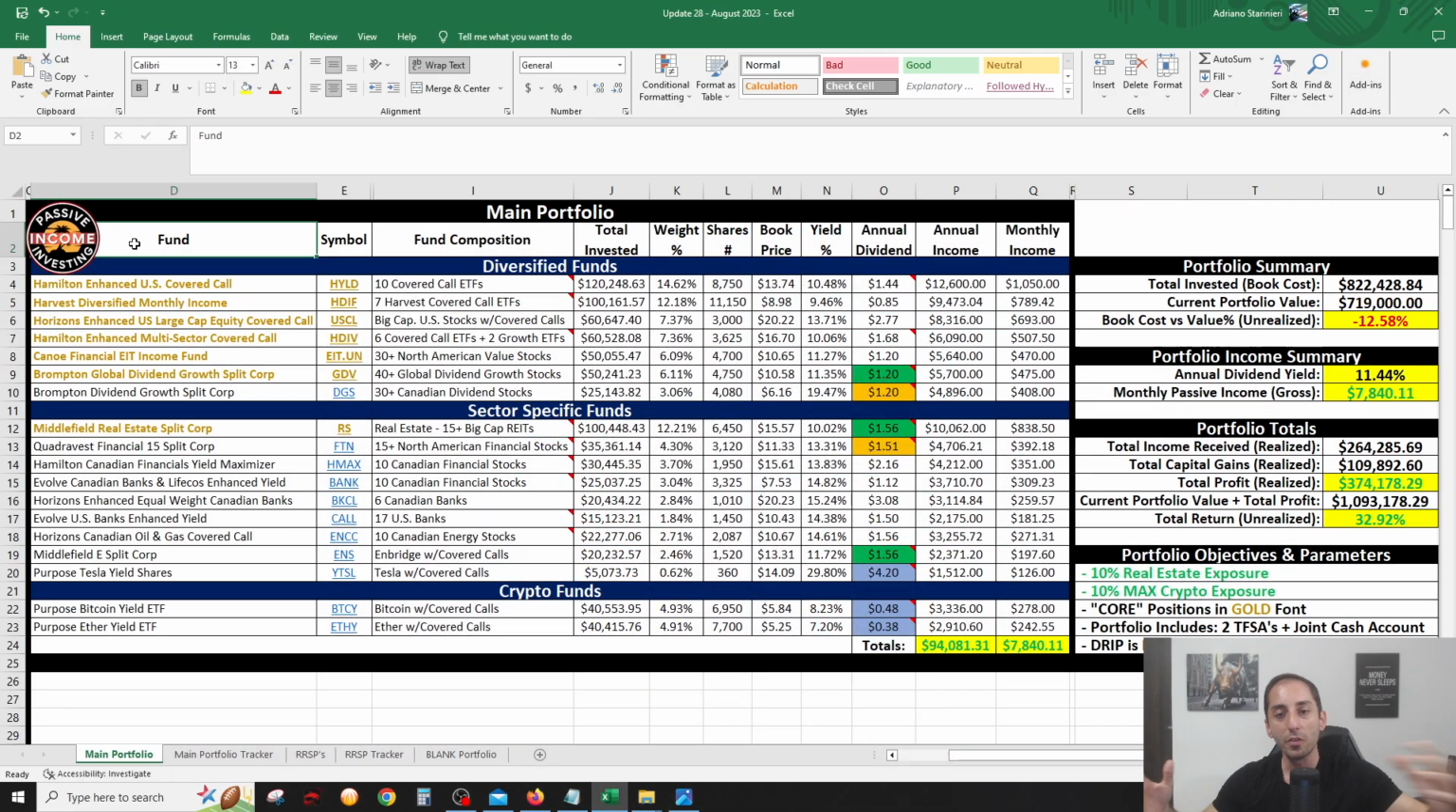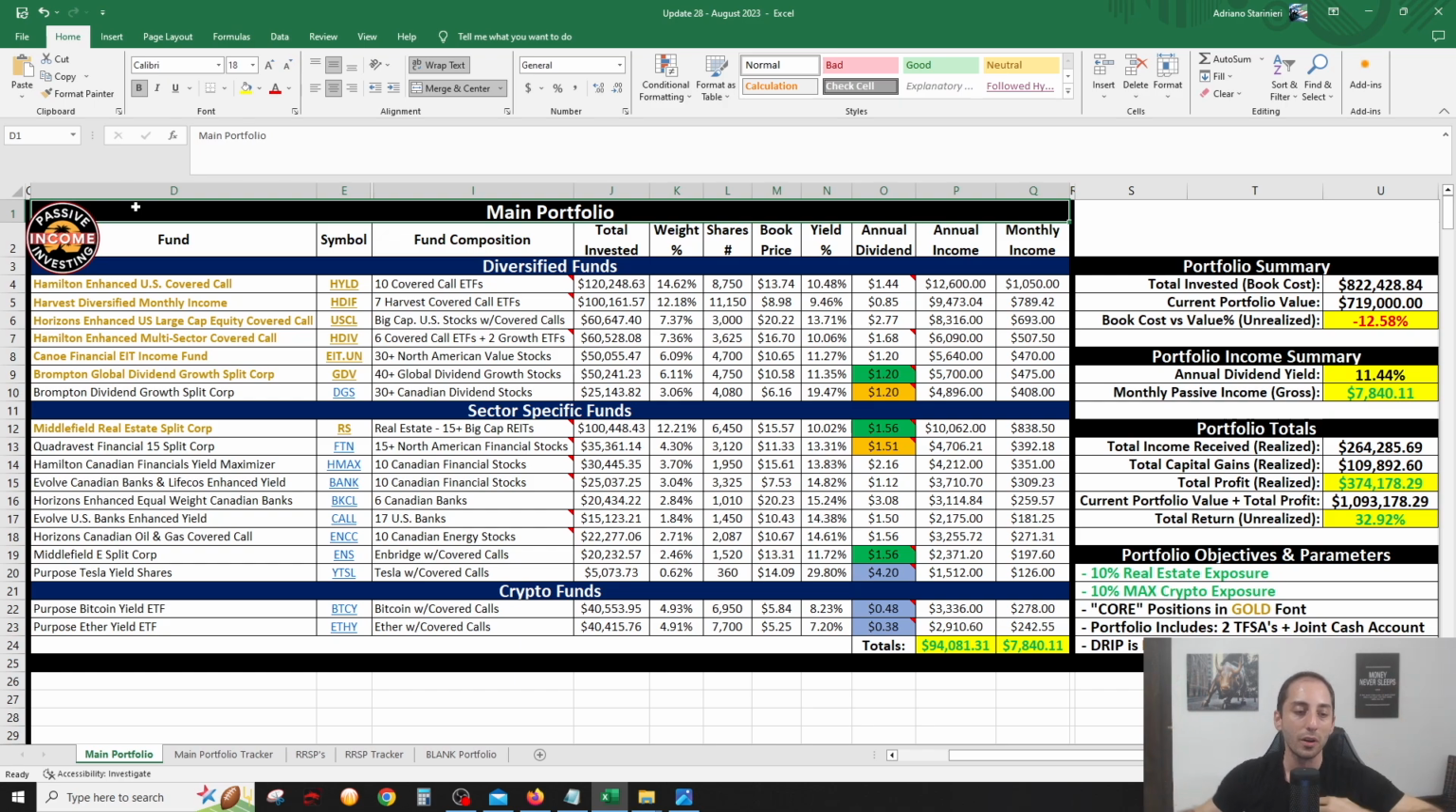So let's go over the main portfolio, everyone, which is a combination of our two TFSAs and our joint cash account. Definitely put under a lot of pressure lately. You can see capital wise, I am down 12.5%, but who cares? That goes up and down every single day. Makes no difference to me.